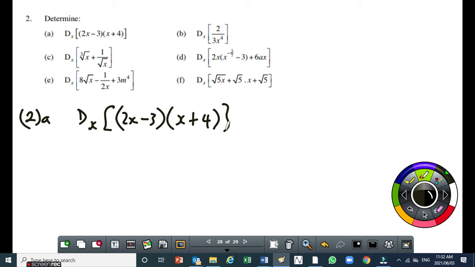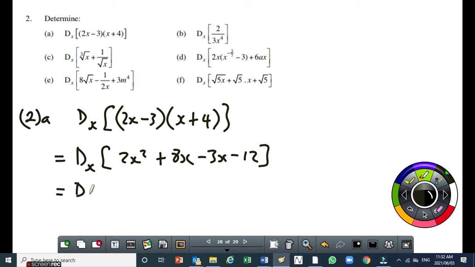Now, this one, what you have to do is remove those circular brackets first. So you use FOIL before you find the derivative. Since we are not differentiating straight away, we have to continue writing d/dx until the point when we decide to differentiate. So this will be d/dx of 2x squared plus 8x minus 3x minus 12. Then I have to simplify that, so that becomes d/dx of 2x squared plus 5x minus 12.